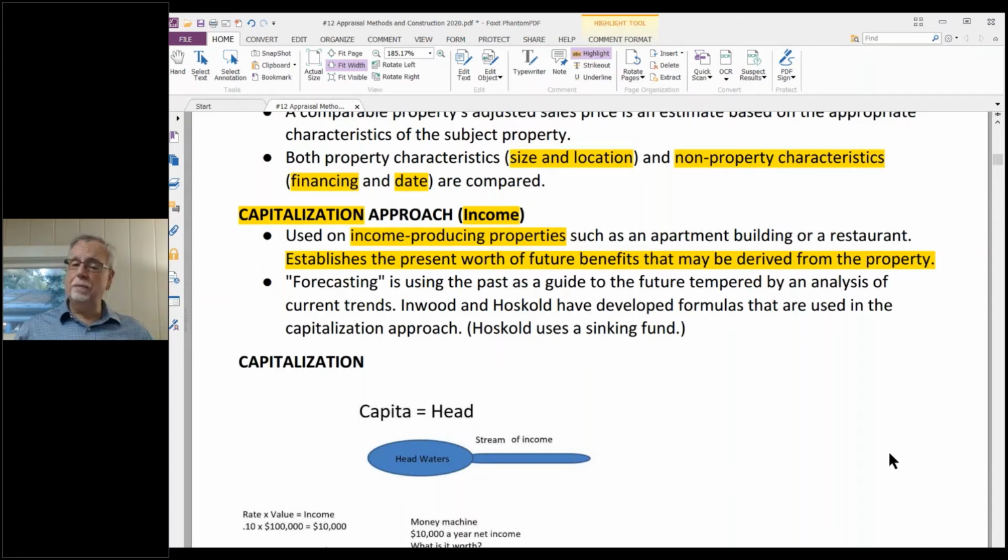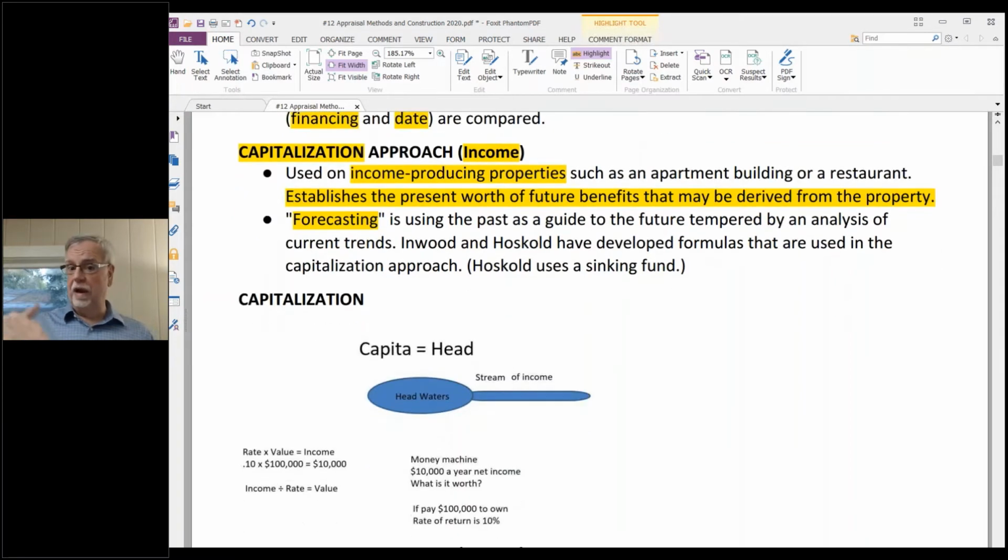You don't buy an apartment building for last year's rent. You're not going to get last year's rent. You buy the apartment building for an anticipated future stream of income. That's called forecasting. Because we have to project in the future, is it going to go up, is it going to go down, or that sort of thing.